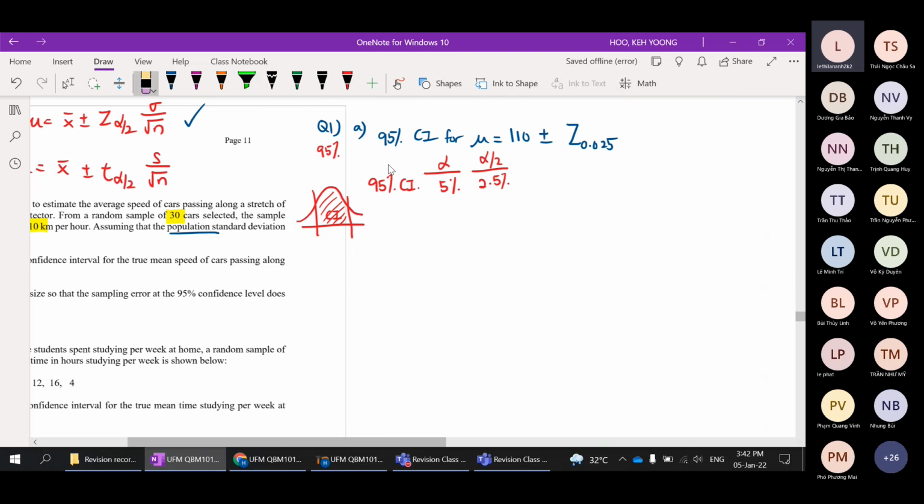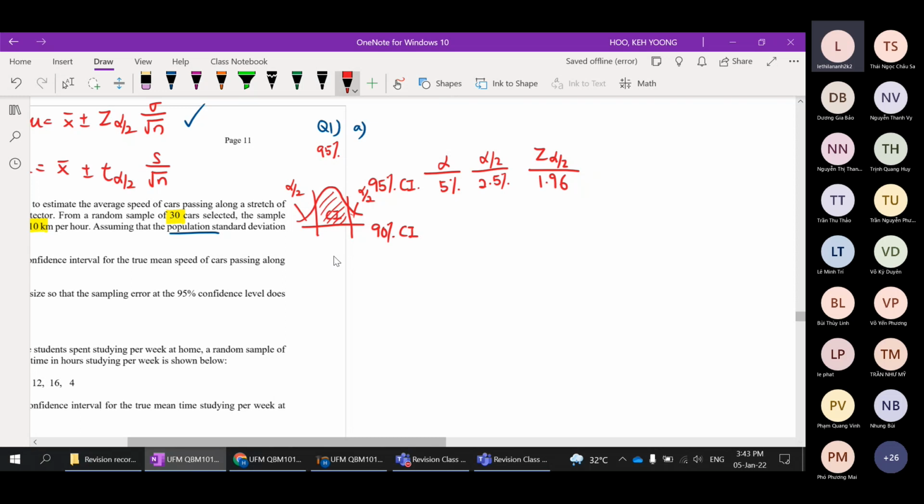Let me erase this. So Z alpha over 2 will be 1.96. The alpha over 2 is the area in the left and the right tail. This is alpha over 2, and this is alpha over 2. Then you add up the whole area and you get 100%. So 1.96. Now, let's say you want to find a 90% confidence interval.